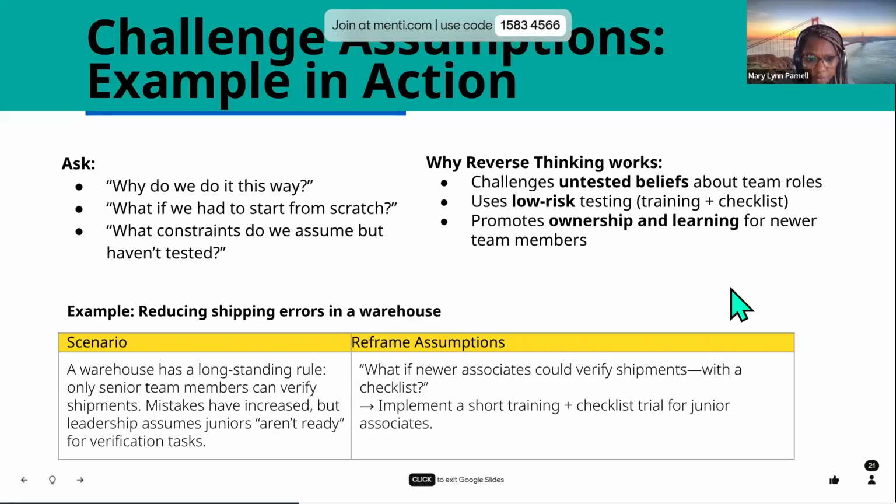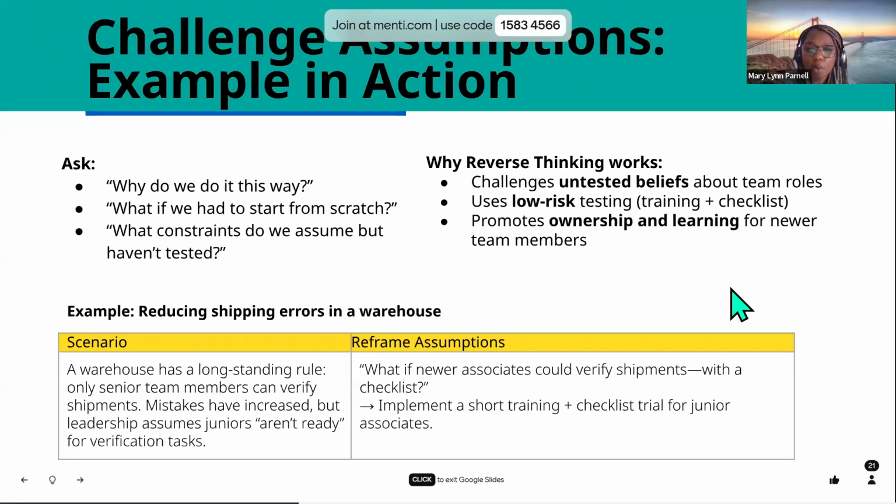So the example would be, we're really challenging the assumption that juniors aren't ready for verification tasks. So what if we challenge those beliefs that they're not ready? What if we use a low risk testing solution, a training and a checklist, to then give them ownership and learning, because we don't think that they're ready?